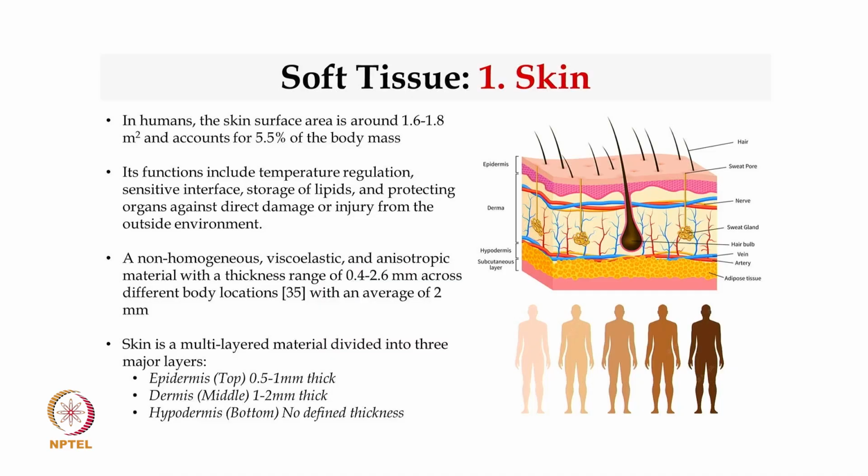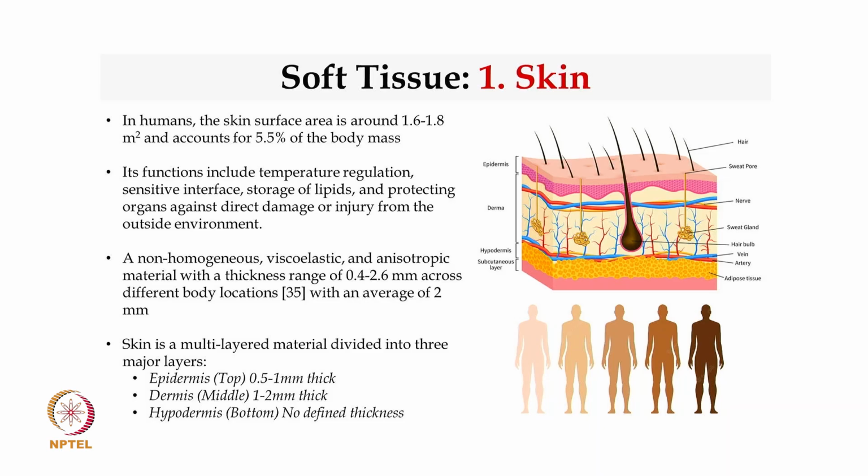All right, so the first soft tissue here is skin. Skin, as we all know in humans, is one of the largest organs. This might be new to a lot of us, that why is skin called an organ, but it is anatomically known as an organ. It's the largest organ on the human body. It has a surface area of approximately 1.6 to 1.8 square meters, spread all across the body, and accounts for 5.5% of the body mass.